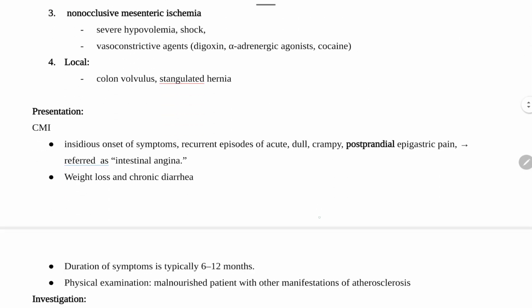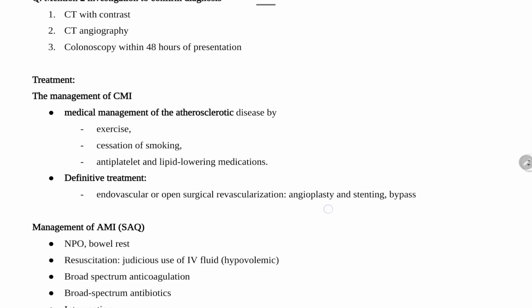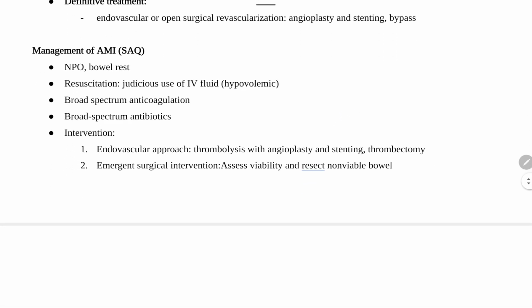Okay, so now how will you manage this patient? Here is the management protocol. Management of acute mesenteric infarction or acute mesenteric ischemia: NPO, that is nil per oral, to ensure bowel rest. Because if the patient takes food orally, this will aggravate the pain due to bowel ischemia. So no food per oral, to ensure bowel rest.